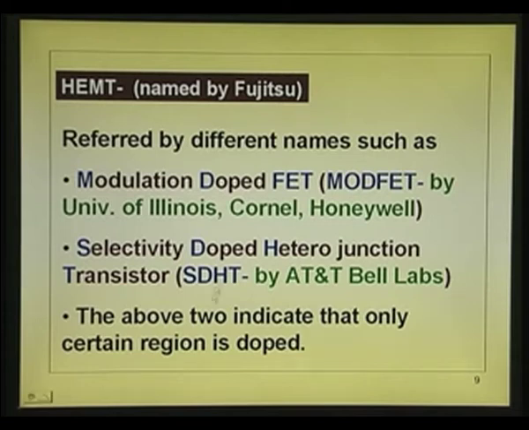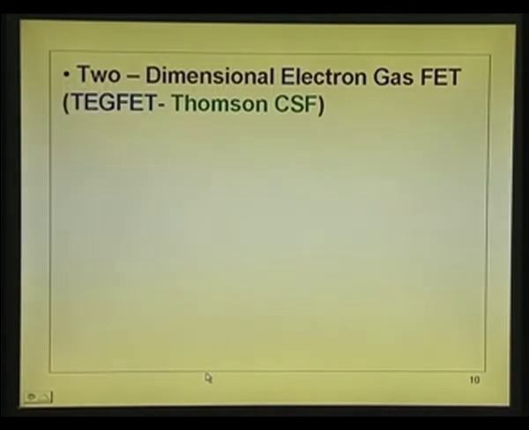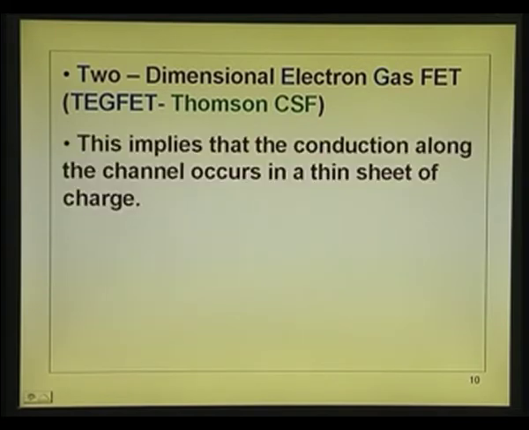So, these above two names indicate that only certain region is doped, that is all the meaning, both are heterojunctions. Other names that are given are two dimensional electron gas FET, TEG FET. This implies that the conduction along the channel occurs in a thin sheet of charge. In fact, your MOSFET also can be called as a TEG FET, but you do not call it TEG FET for fear of being confused with this heterojunction transistor.